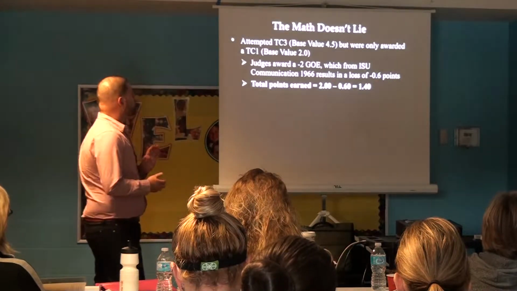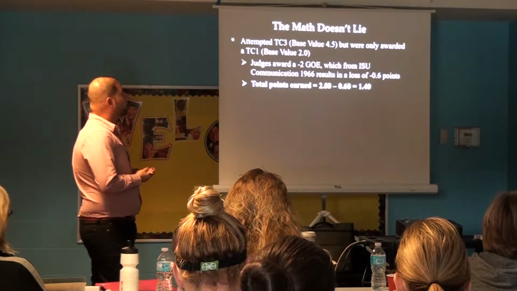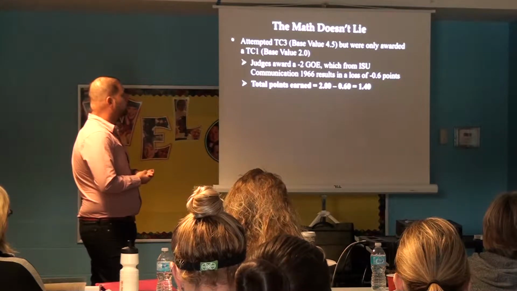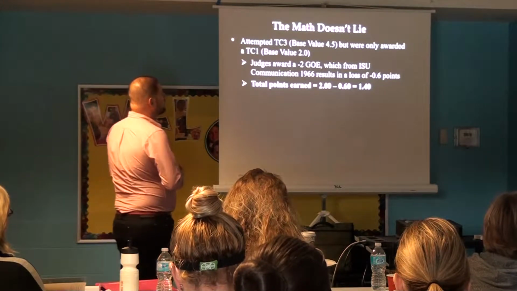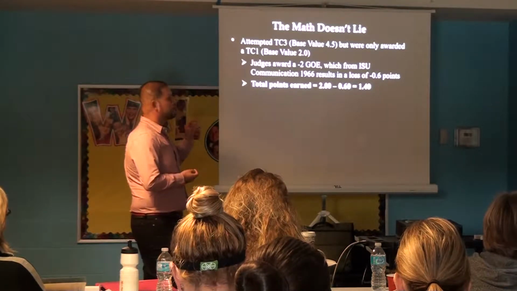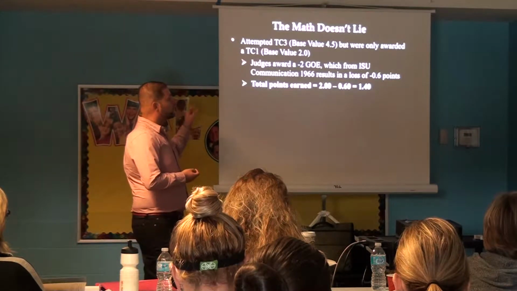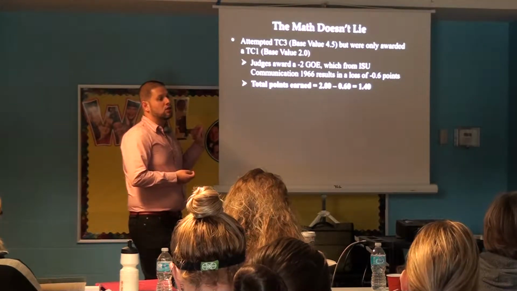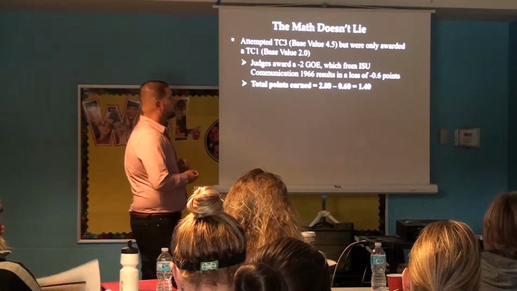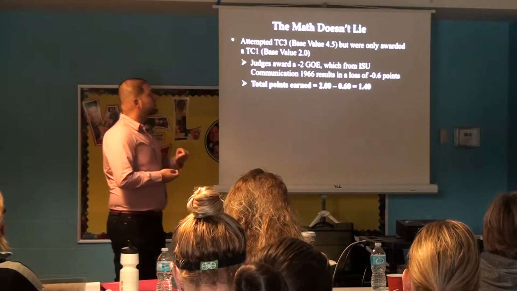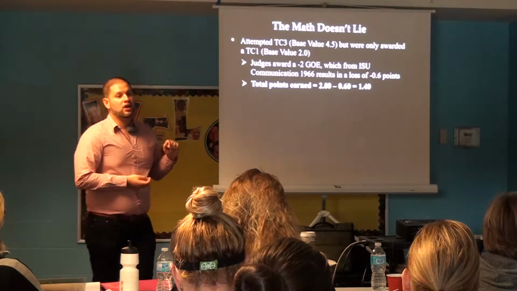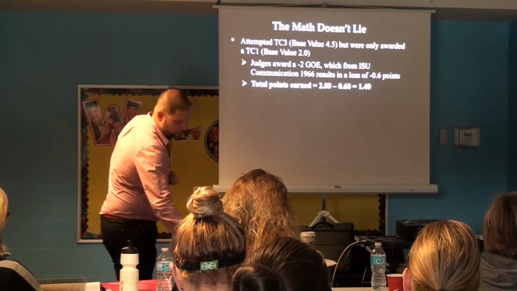Attempted base value was 4.5. The awarded base value, 2.0. -2 GOE, if you look at Communication 1966, which is a scale of values, results in you losing an additional 0.6 points from that base value. So instead of getting the 4.5 you were trying, you end up getting 1.4.